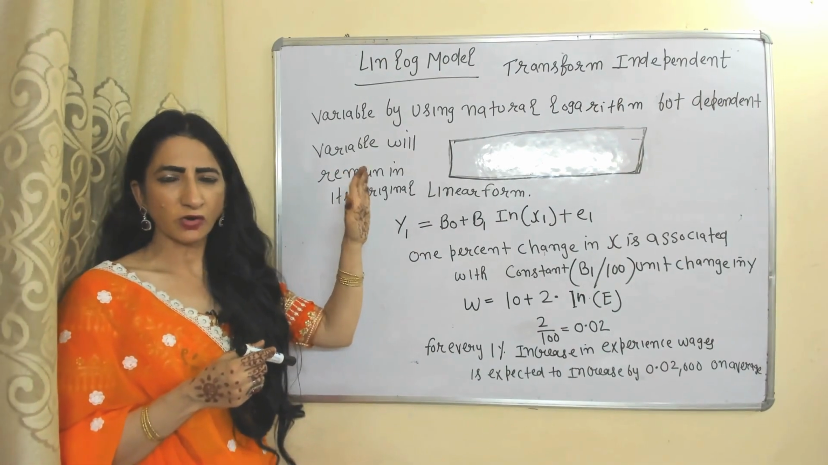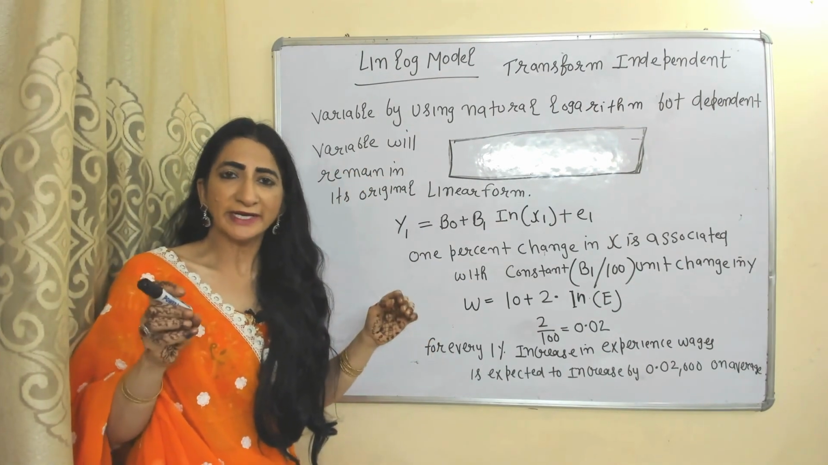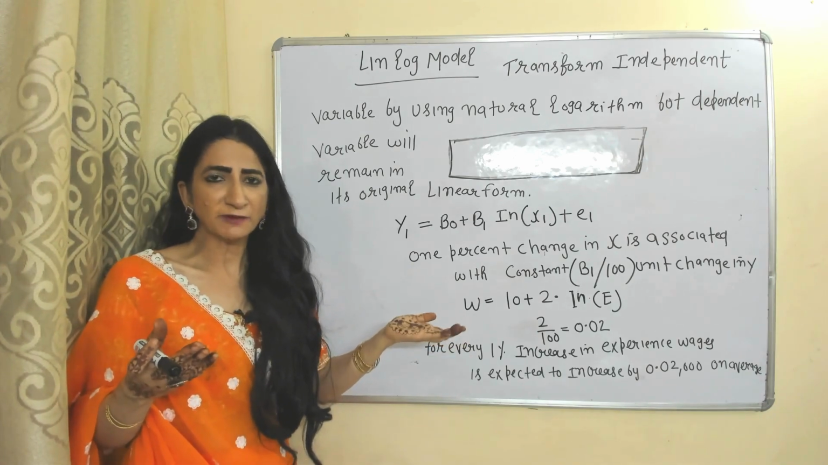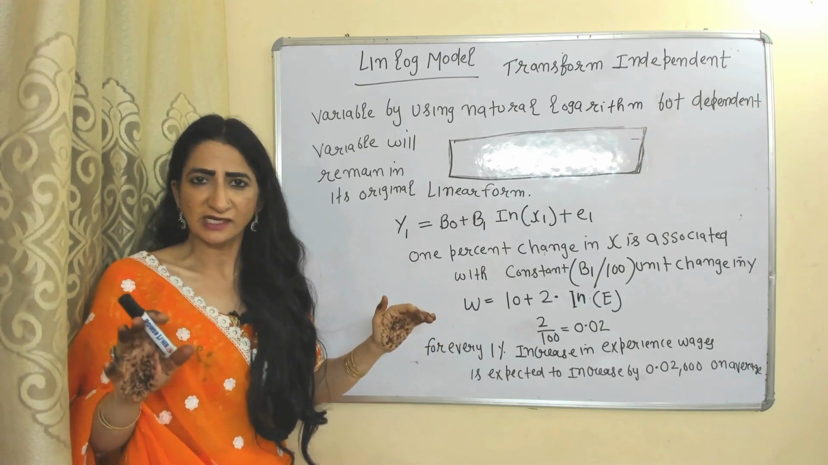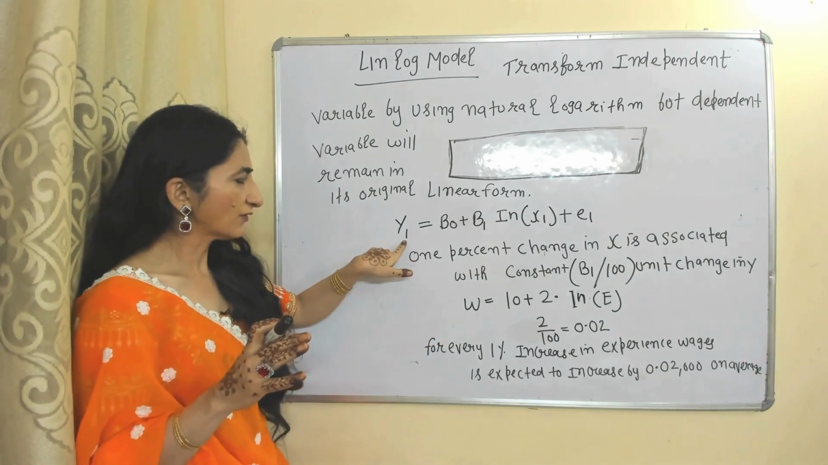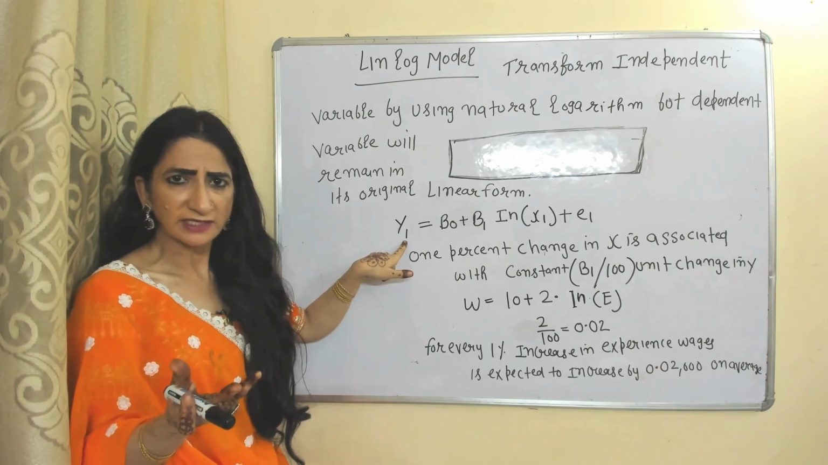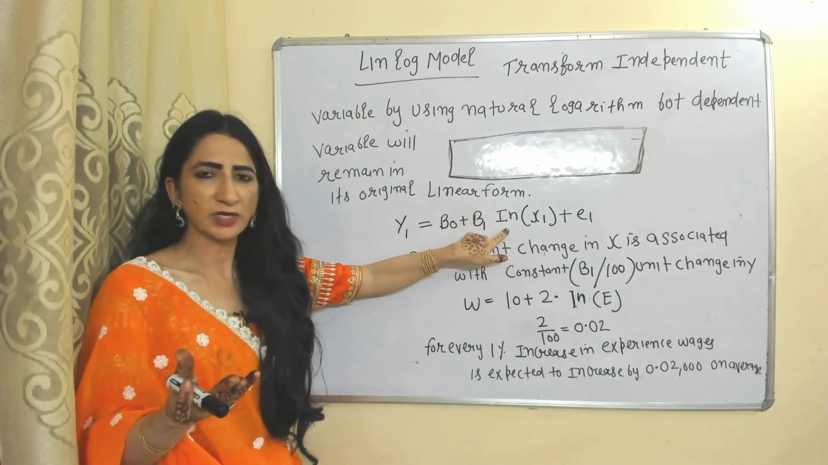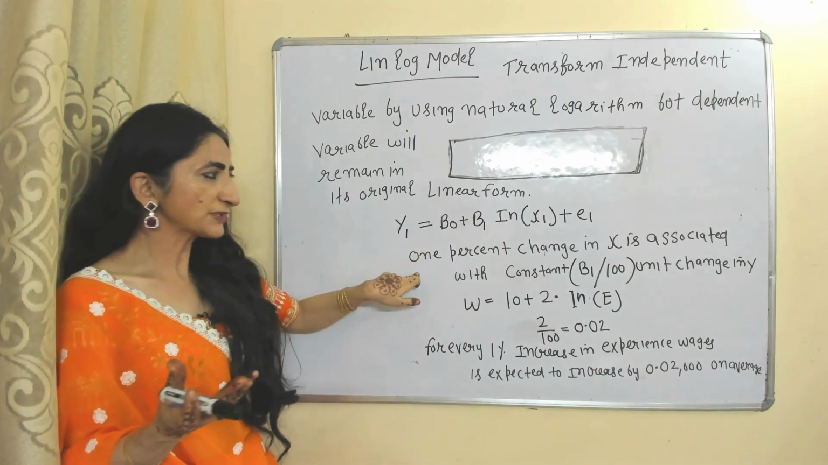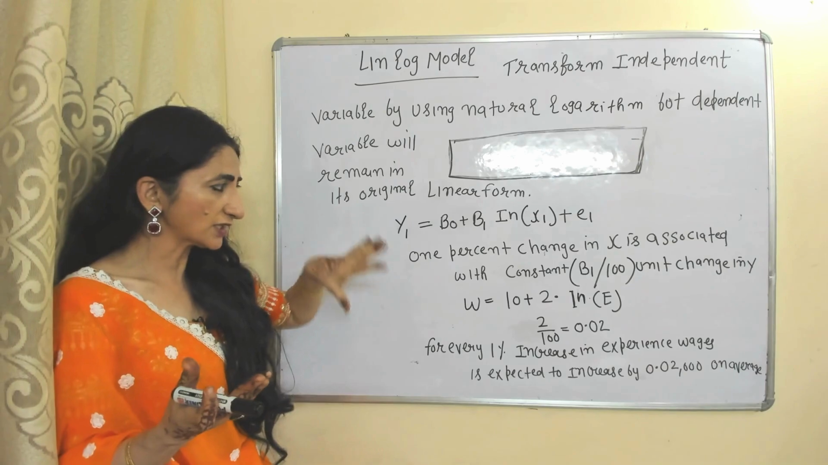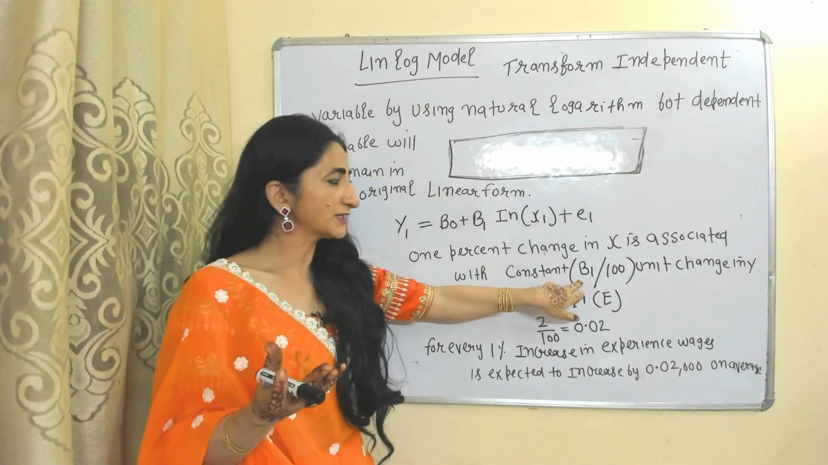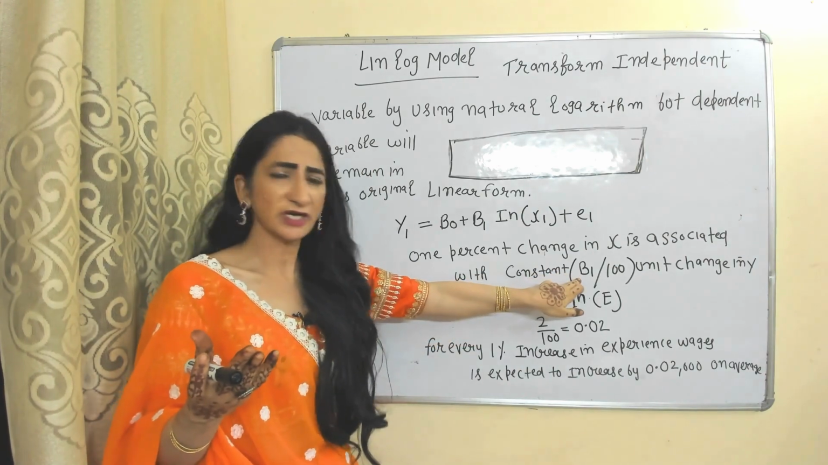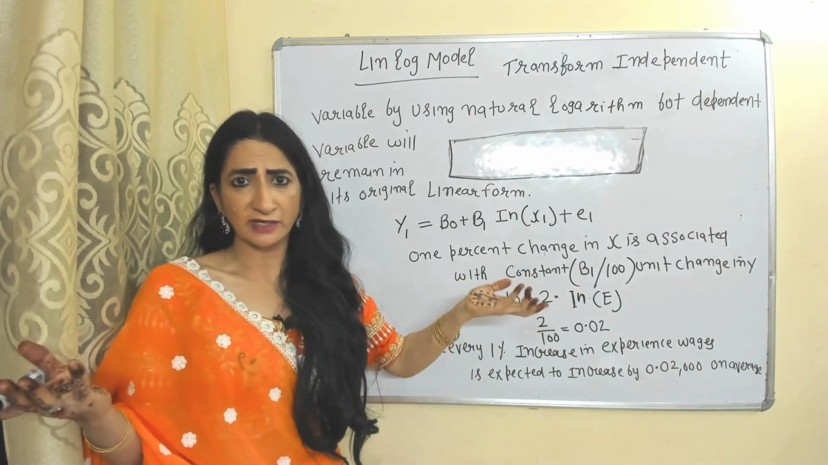Now we see the lin-log model. Here we transform the independent variable by using the natural logarithm, but the dependent variable remains in its original linear form. Here you can see our dependent variable is in its original linear form, but the independent variable has been transformed by using the natural logarithm. A 1% change in x is associated with a beta 1 divided by 100 unit change in y. But why do we divide the coefficient by 100 in order to interpret the result?